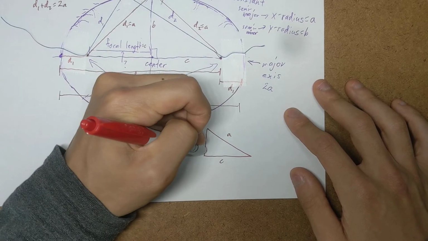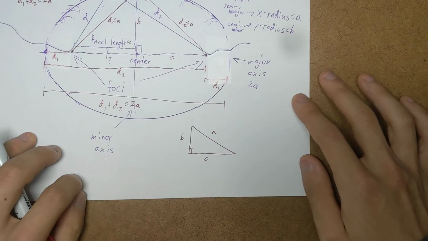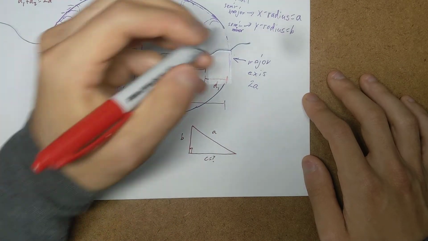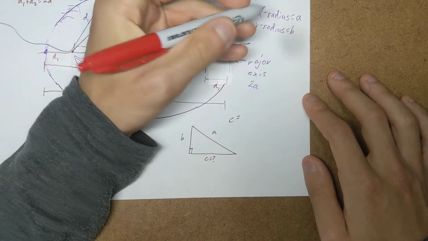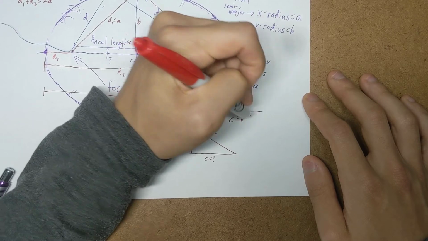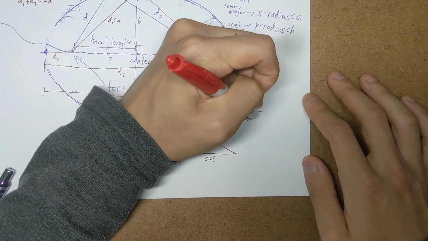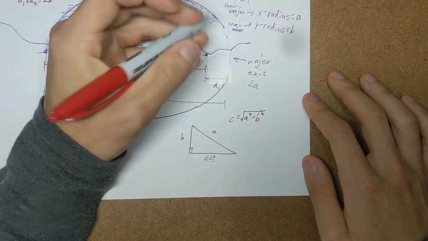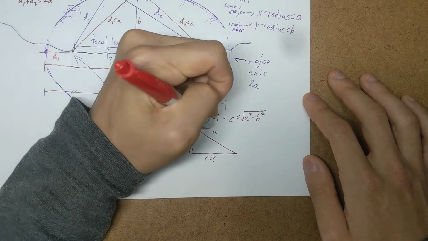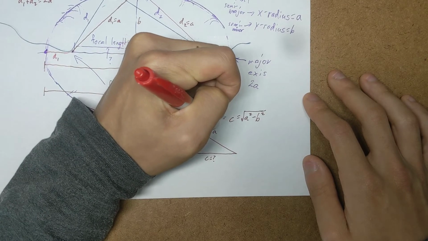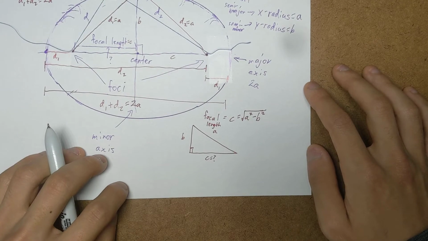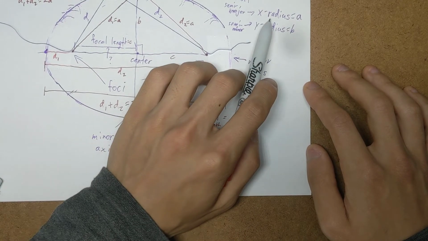With a little Pythagorean theorem, once again, we're looking for c. So c is equal to the square root of a squared minus b squared. That is the focal length. Let's just remind ourselves what a and b are. So c is the focal length. a, in this case, was the x radius.